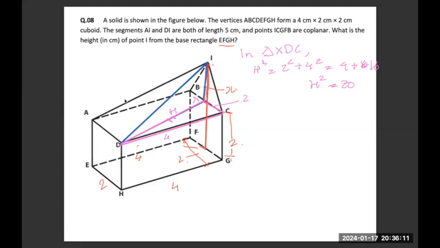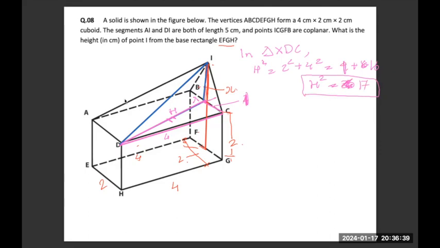Yeah, I think it's correct. No, sorry, I'm sorry. This is not 2, this is 1. This is the midpoint. So this is 1, so it has to be 1 plus 16. So H square is 17 here.